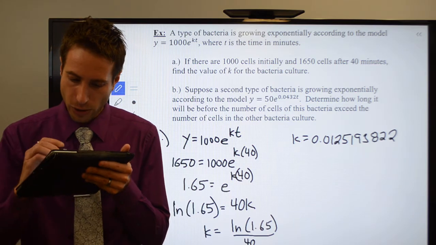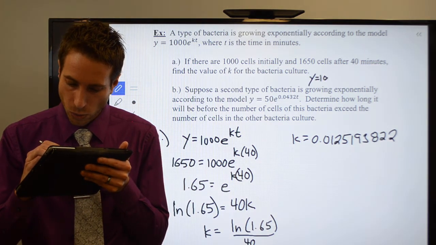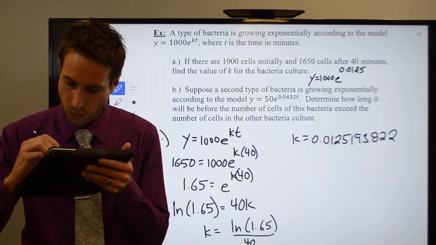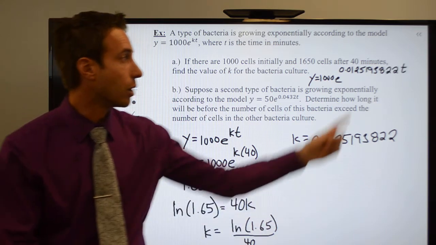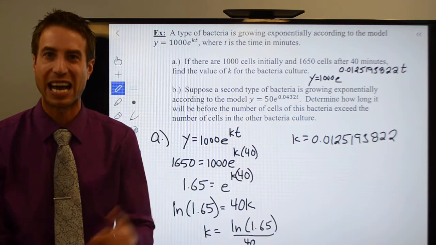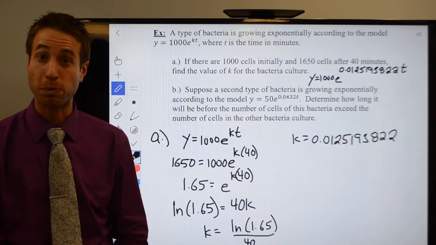So here we go. I'm going to use y equals 1,000 e to the 0.0125193822 t. Again, you don't want to lose any of those decimal points. Make sure you keep all those decimal points. I know it's going to be kind of a pain, but don't lose any of them. And we're going to go ahead and do part B.